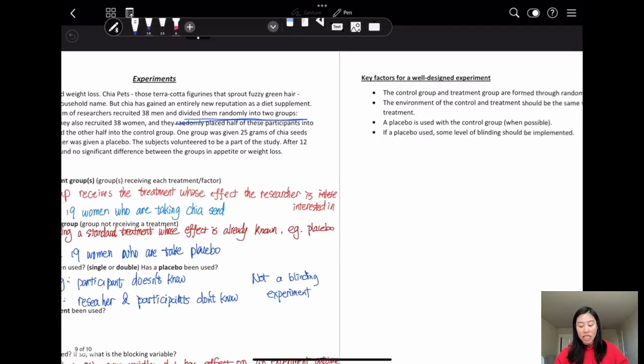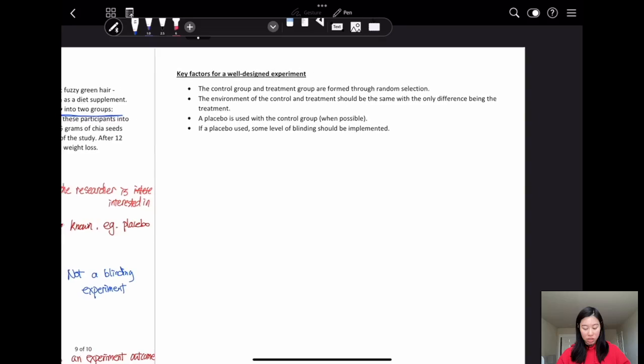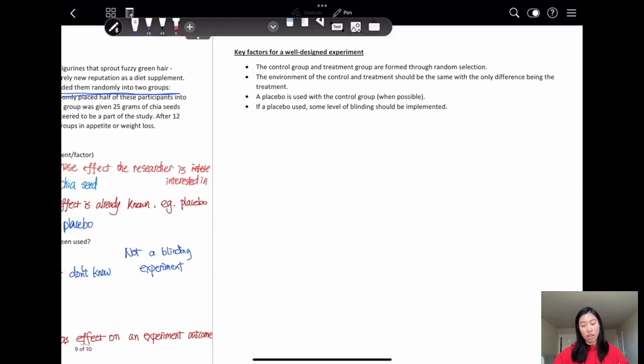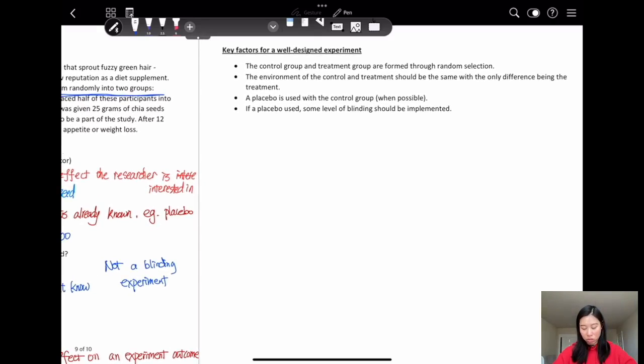Okay, so what are the key factors for a well-designed experiment? First, the control group and treatment group are formed through random selection. Random is really important when it comes to statistics. Second, the environment of the control and treatment groups should be the same, with the only difference being the treatment. You can't just have the treatment group all men and the control group all women, so gender could be a lurking or confounding variable that affects the results.